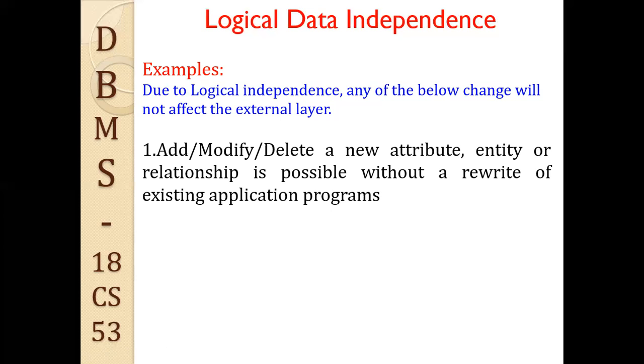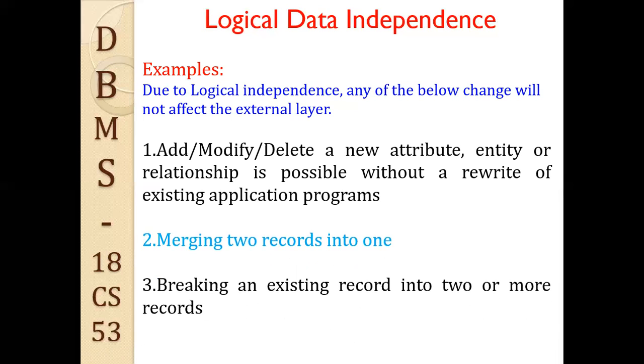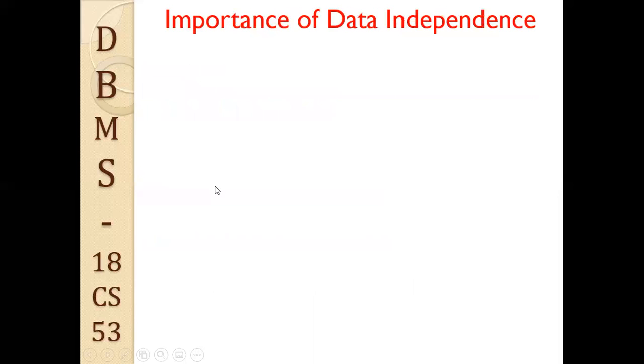So it remains the same. Adding, modifying, deleting a new attribute or entity or any relationship between the entities will not affect the applications at the higher level or external level. The applications need not be changed. If they merge two records into one, or break an existing record into two or more, whatever changes they do at the conceptual level will not affect the external level user views. So this is about the physical and logical data independence.